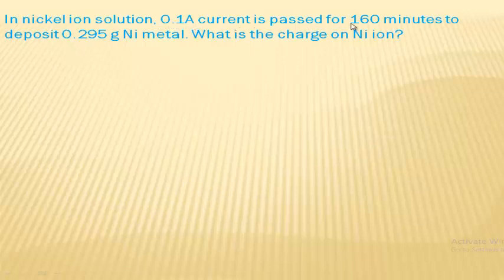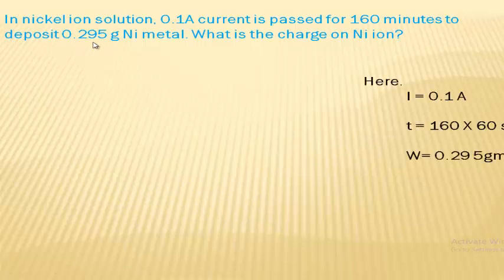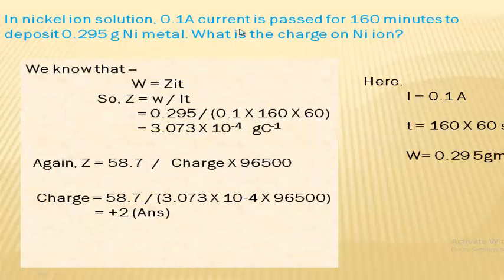0.1 ampere current is passed for 160 minutes to deposit 0.295 gram nickel metal. What is the charge on the nickel ion? Here you have to determine the charge. What is given? I, T, W also. So at first we have to determine Z. Now what do you know? Z equals gram atomic mass divided by charge into Faraday. So we know the value of Z, and other values are there. So from this relation we can determine the amount of charge.